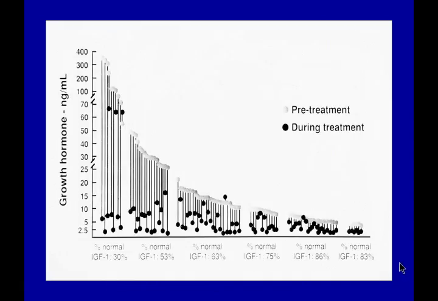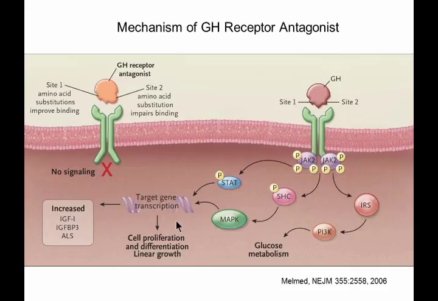Remember I said that somatostatin analogs could be derived, and here is the use of one of those called octreotide, and the white spots are the growth hormone before, and the black is after they take it chronically on this drug, and you can see that it's effective to some extent.